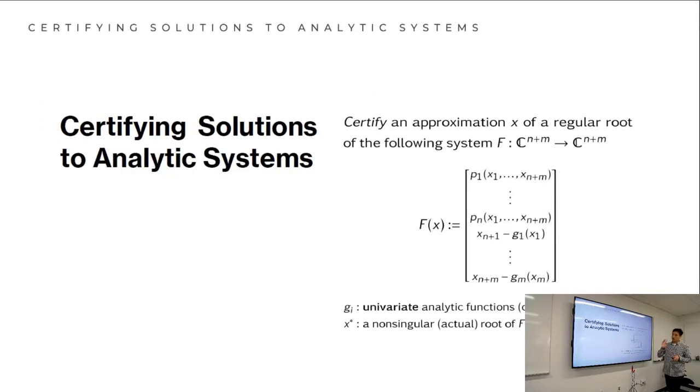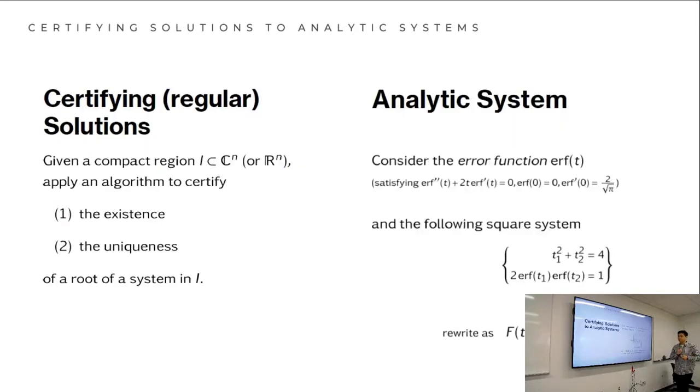Okay. So, could you go back to the slide? You said "certified existence and uniqueness." Can you replace "certify" by "prove"? So "certify" here has the meaning of proof, right? Yeah, I mean we can guarantee that inside the compute region there's only one root inside. Can you fail? That's the question.